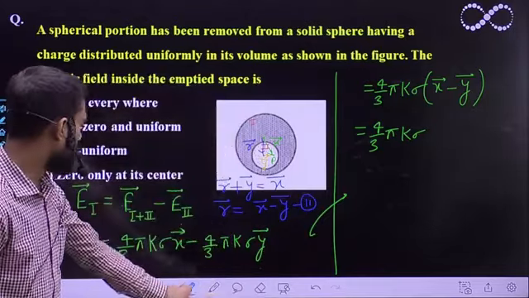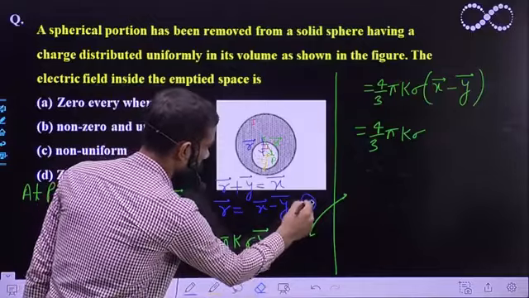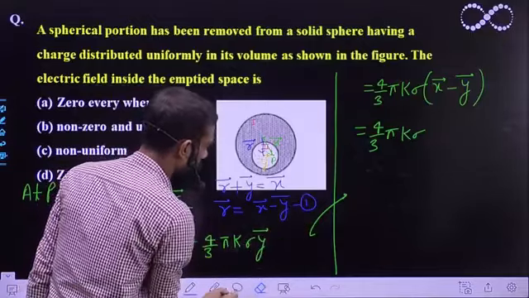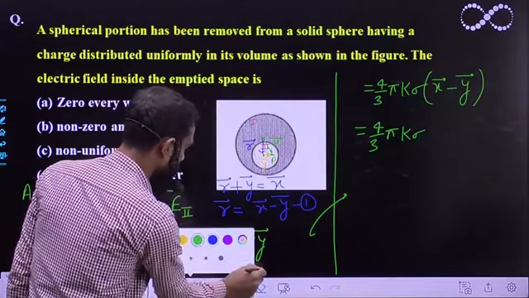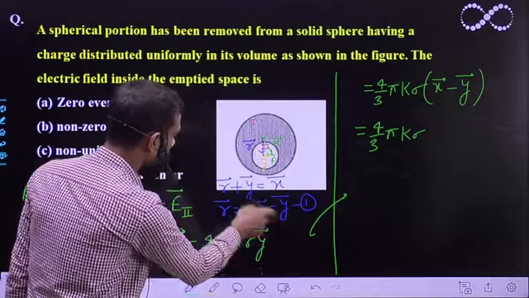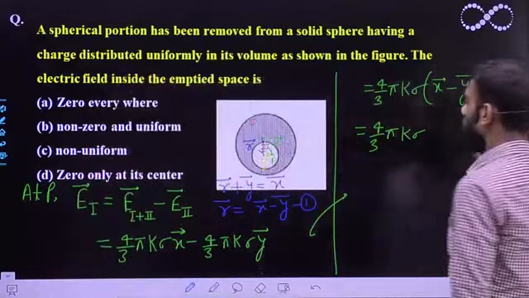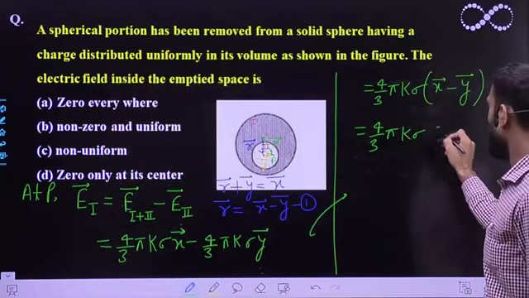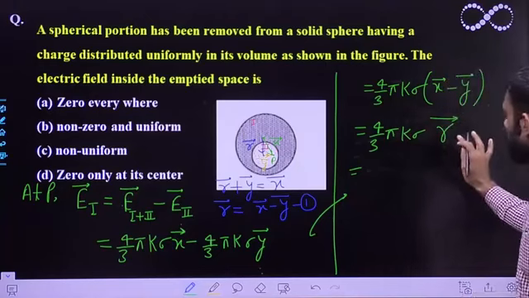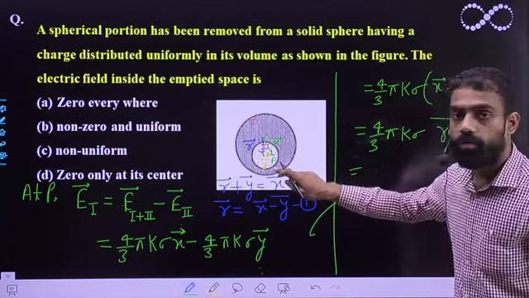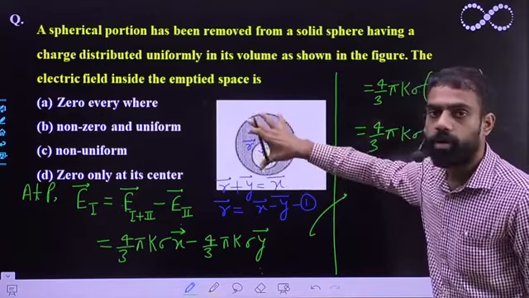Sorry, this is equation 1, I will call it, no problem, because no other equation is there. So from equation 1, x vector minus y vector is equal to r vector, so I can put it here, and this will become r vector. r vector is nothing but the position vector of the center of the cavity with respect to the center of the bigger sphere.